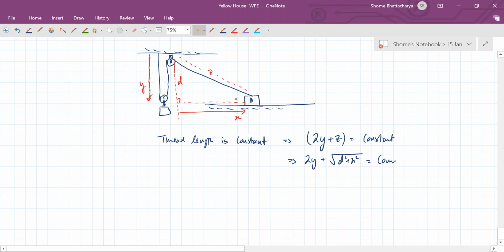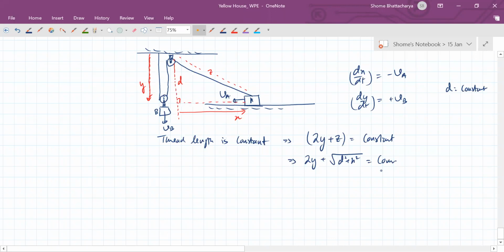Now, if this block is moving like this, you can see that x is decreasing at the rate of Va. So we'll write dx by dt as minus Va. Whereas if this block is moving like this, then y is increasing at the rate of Vb, and small d is constant, of course, because this is just the height of this from the ground, so that's fixed.